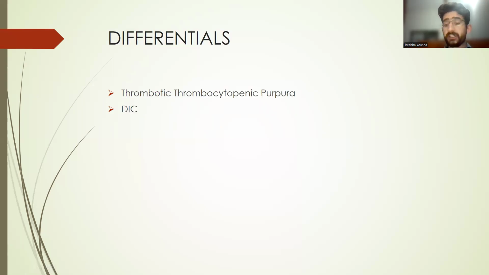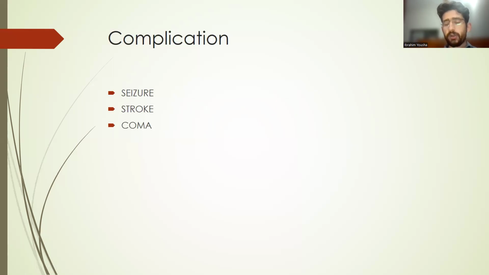Now, what are the differentials? The exam will try to confuse you with these differentials: thrombotic thrombocytopenic purpura and DIC. In thrombotic thrombocytopenic purpura, patients have fever and focal neurologic deficits, while DIC will have increased PT and aPTT levels, which will be normal in hemolytic uremic syndrome. So what are the complications of hemolytic uremic syndrome? It is characterized by seizures, stroke, and coma.